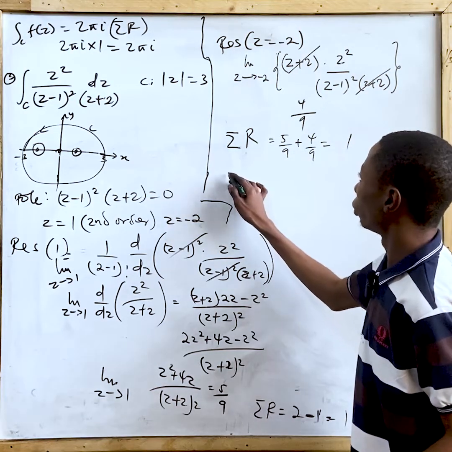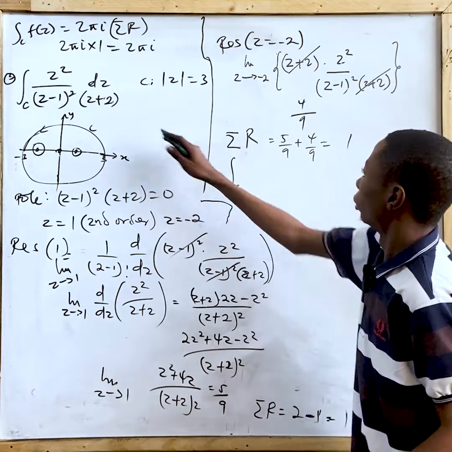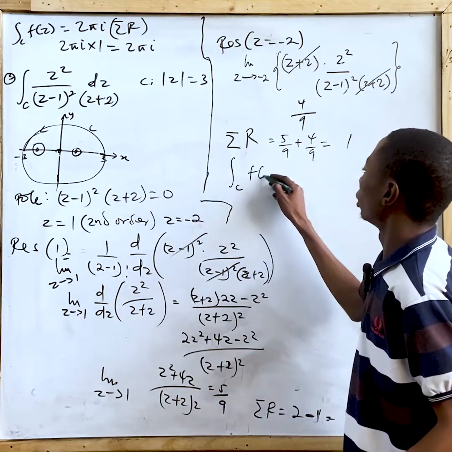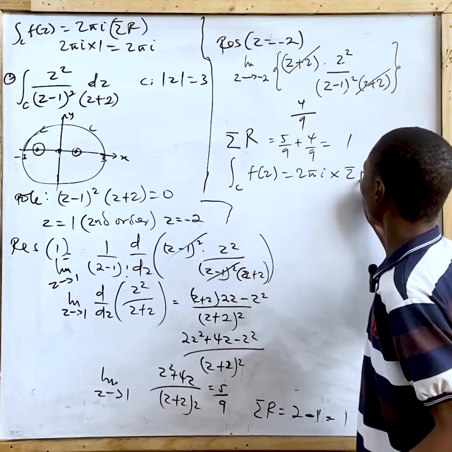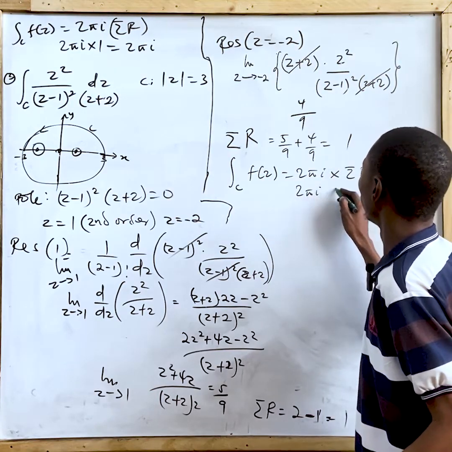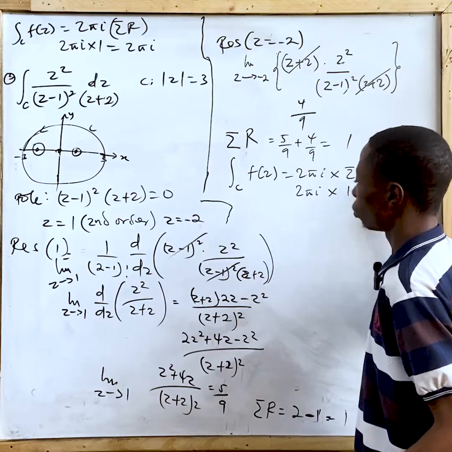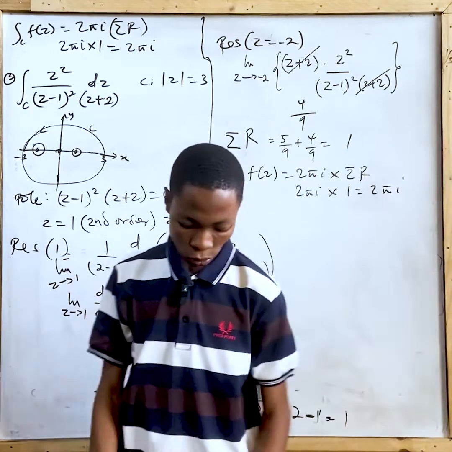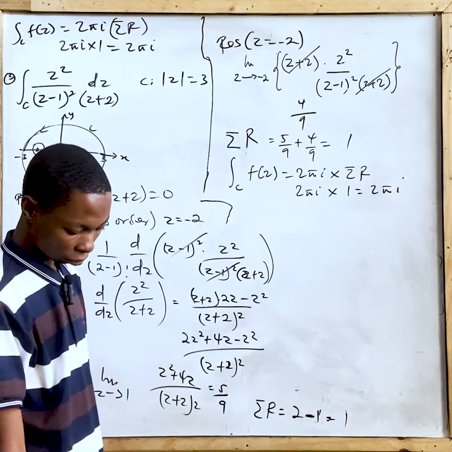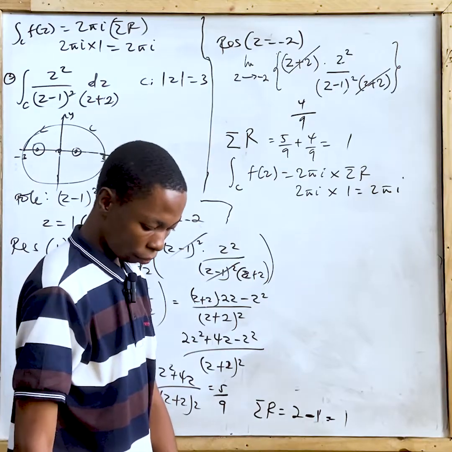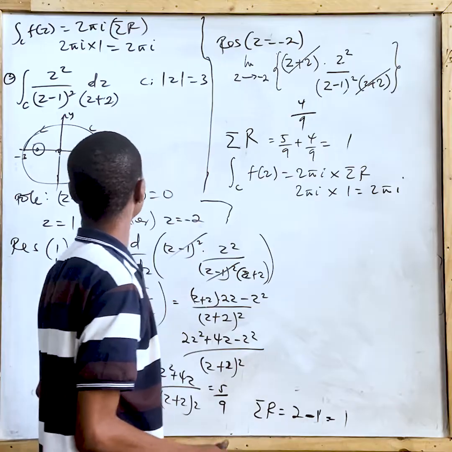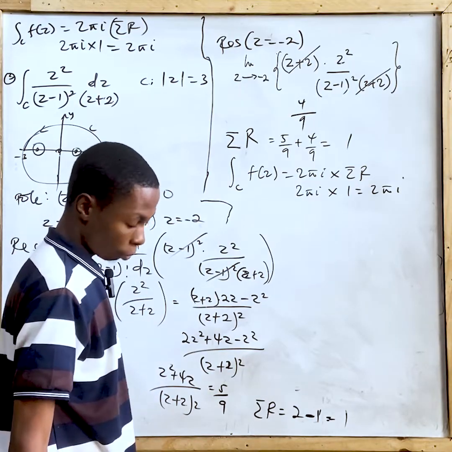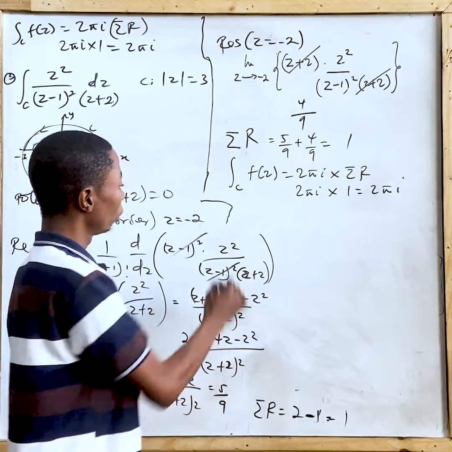And according to Cauchy theorem, this integral, let's say f of z, is equal to what? 2 pi I times the sum of residues. That's 2 pi I times 1. That one too is 2 pi I. So that is how to apply the residue theorem. So we have many examples.